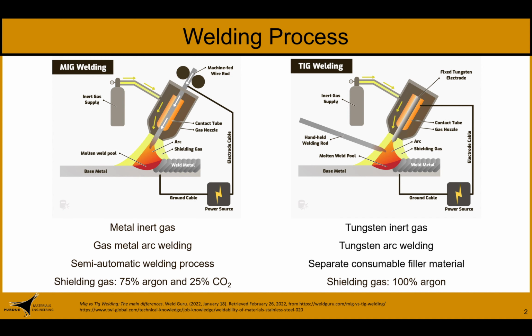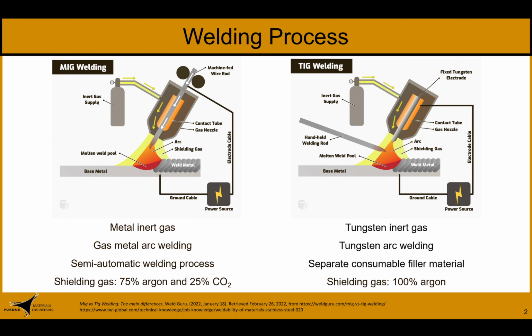MIG welding, or metal inert gas, is also known as gas metal arc welding. MIG welding uses a continuous consumable wire electrode and a shielding gas. The wire is fed through a welding gun, as in the picture on the left. Since the wire electrode also serves as the weld filler material, the wire diameter and composition will vary. The wire choice depends on variables like the type of metal, its thickness, and the joint configuration. MIG welding shielding gas is typically 75% argon and 25% carbon dioxide.